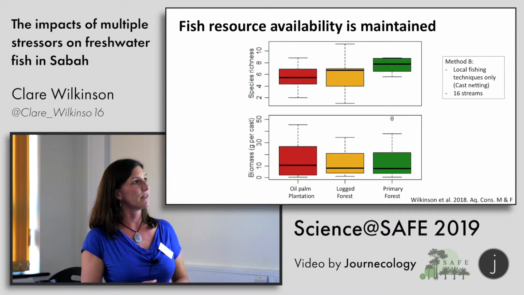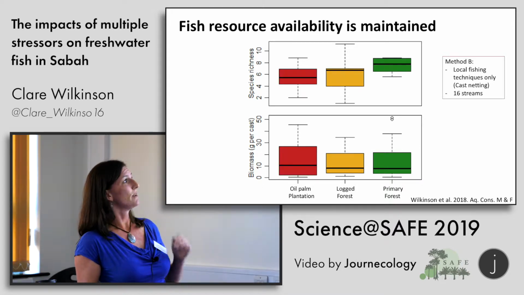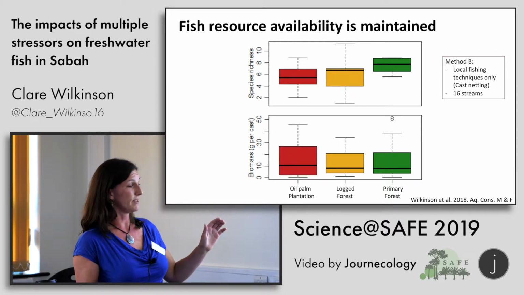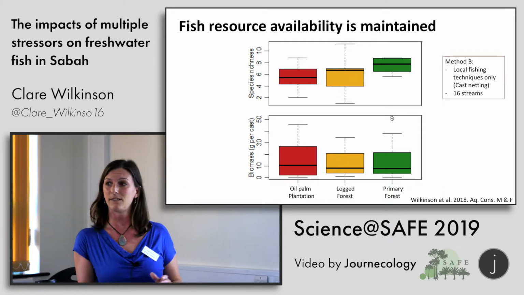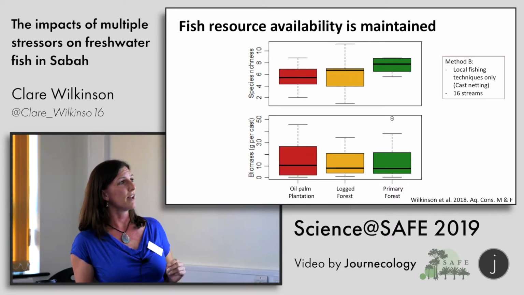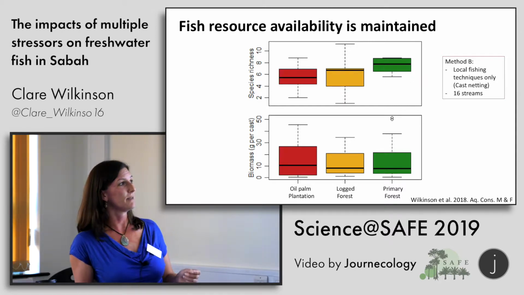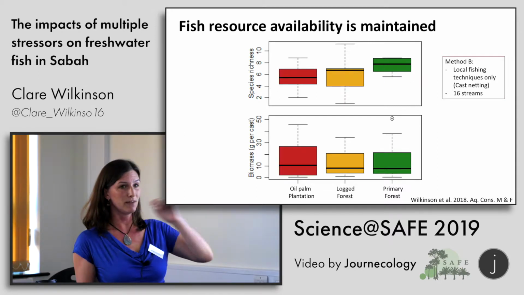But interestingly, using only cast netting, which was the main technique they used to catch fish, we saw no difference in species richness here, and crucially, no difference in the biomass of the resource available to local people. And I think that's really interesting for a couple of different reasons. Firstly, here we see no difference in species richness.